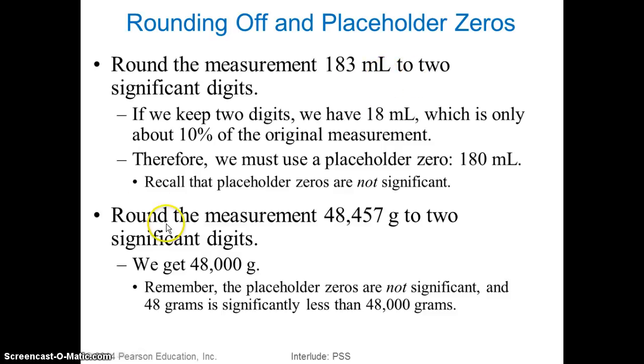Now let's talk about rounding the measurement 48,457 gram to 2 significant digits. You can see 48,457 gram has 5 significant digits, and we need to convert to only 2 significant digits. So we can put zeros. Remember, placeholder zeros are non-significant. Instead of rounding to 48, which is not right because we change the value, we put zeros, and that way we round off that number to 48,000, which has 2 significant digits.